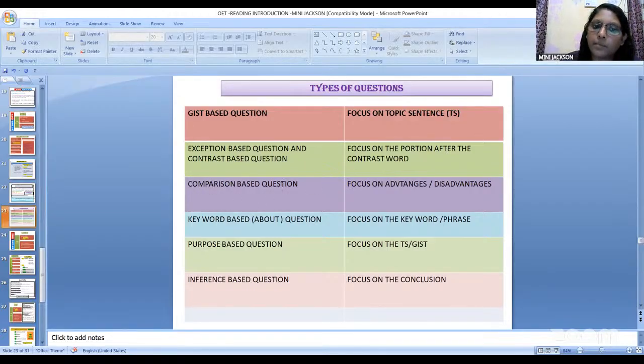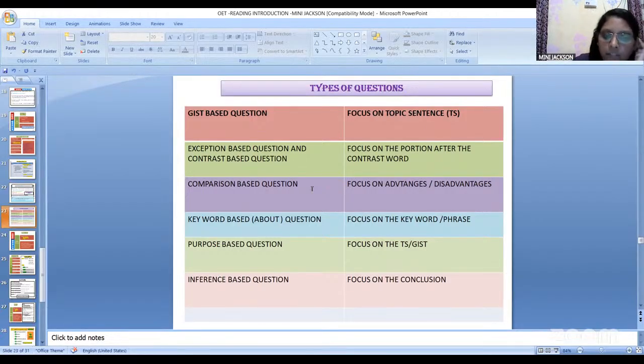Then comparison-based question. What is the comparison? We are going to do a comparison of advantages or disadvantages. Maybe they mention advantages in the upper side, but after that the disadvantages are given. So we need to understand what the question asks about, advantages or disadvantages. If you get the question correctly, you can focus only on the advantage or disadvantage that the question asks about.